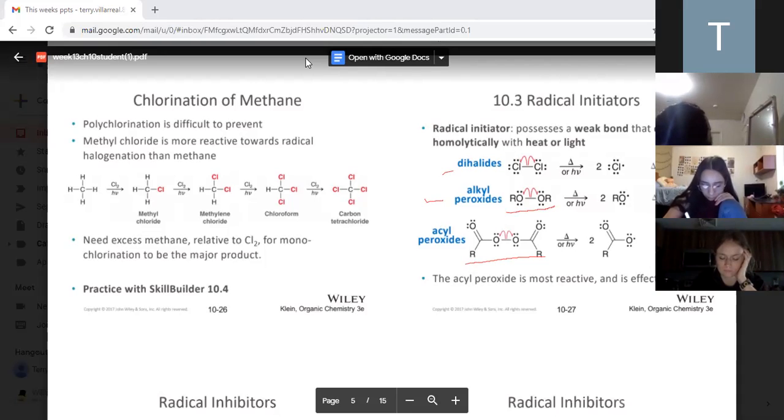Meaning, like if you see ethane plus Cl2 and heat or light. So what do you think this over the arrow is? Do you think this is a good indicator? If you see heat or light over the arrow, you should immediately think radical reaction, because remember, those are the 2 things that initiate radicals, right? Also knowing that if you have a dihalide, an alkyl peroxide, or an acyl peroxide in the reaction, that's going to be your dead giveaway that it's a radical reaction, all right?